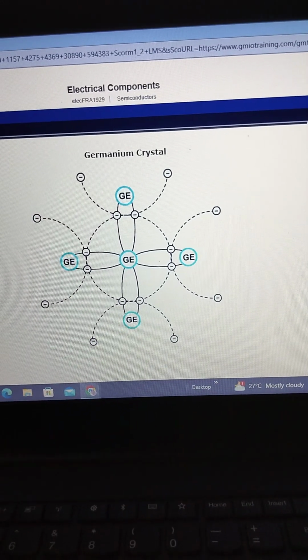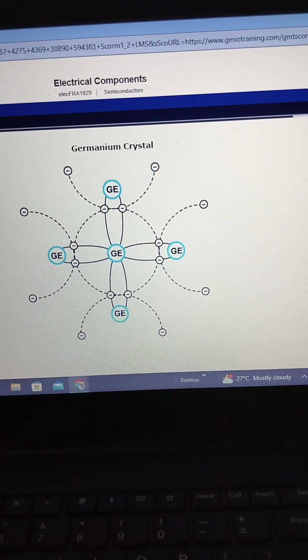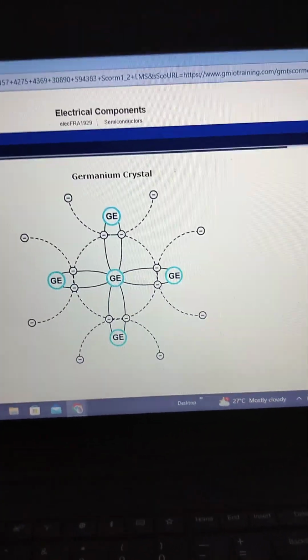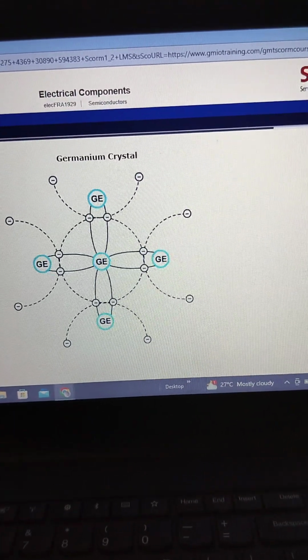Semiconductors are made from materials such as silicon or germanium. Both of these materials are classified as crystals. They are used to make components such as computer processors, diodes, and transistors.